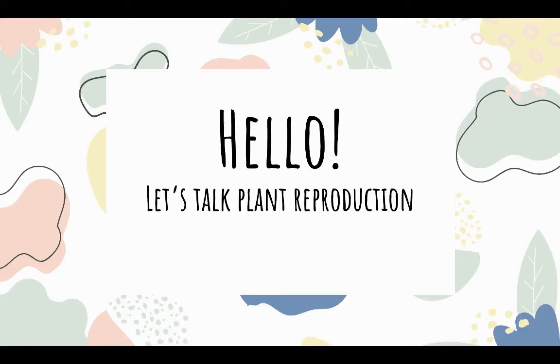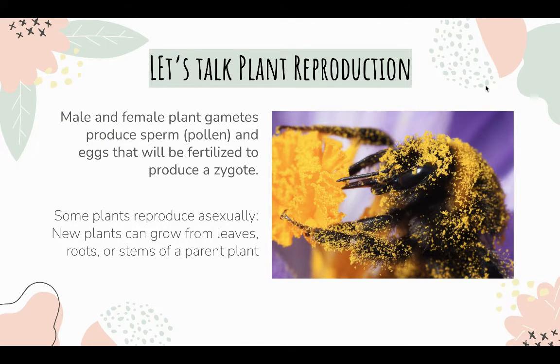All right, let's talk about plant reproduction. So, male and female plant gametes produce sperm, which is pollen, and eggs that will be fertilized to produce a zygote. You heard that right. Pollen, which we sneeze and inhale every day during the spring, is plant sperm.